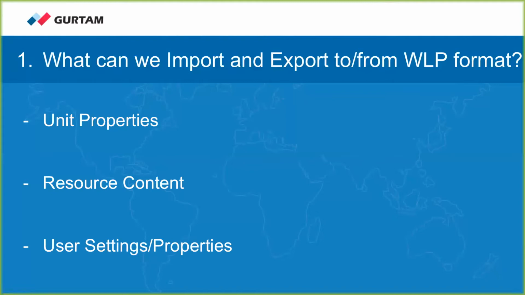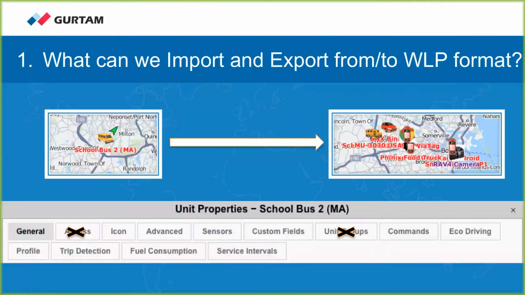So unit properties. You usually import, export, or copy the unit properties from one specific unit to multiple others. Even so, of course, you can copy it from one unit to another unit, it's up to you. What specifically can you import and export or copy? Here on the bottom page, you see unit properties dialog that allows you to set up one specific unit.